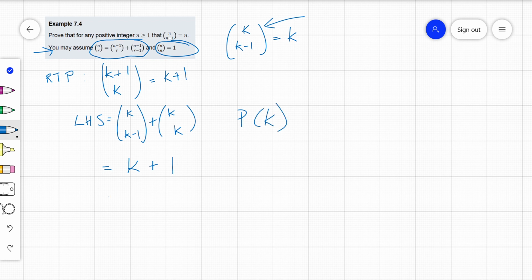So again, that equals our right-hand side. This is a nice straightforward one. Therefore, P of k implies P of k plus 1. Therefore, P of n is true for our integer n greater or equal to 1 by induction.